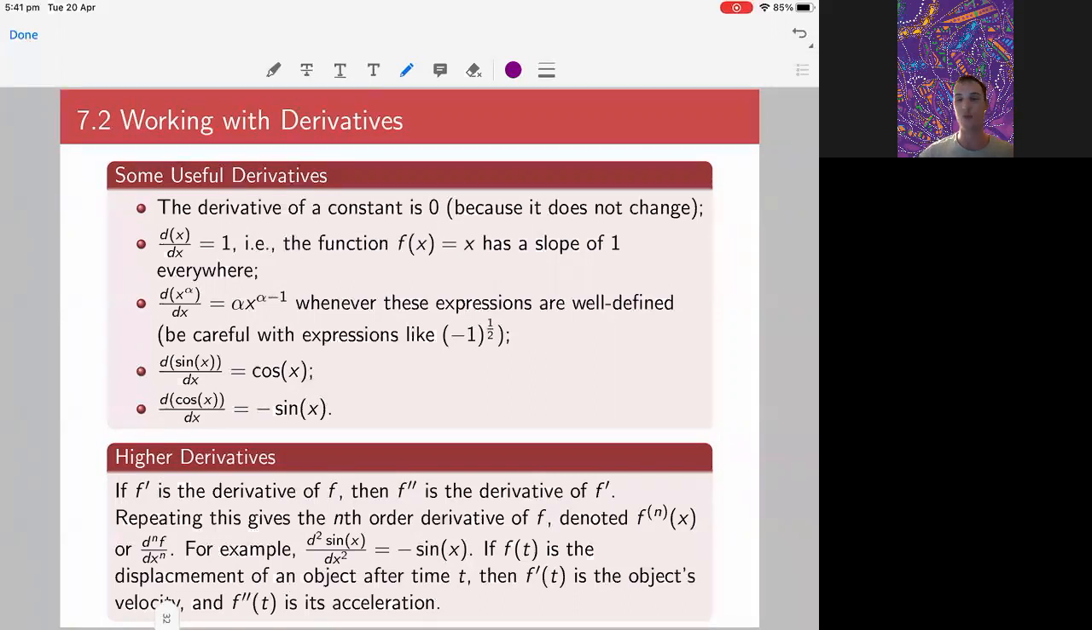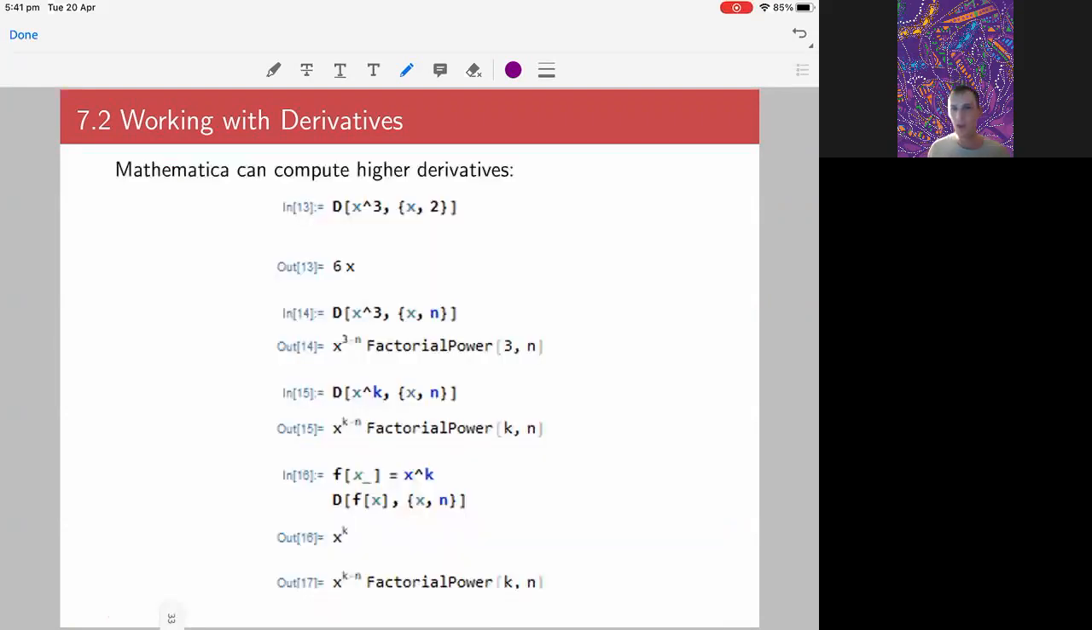Before going into more rules for differentiation, I'd like to take another Mathematica pause here. Mathematica can deal with higher order derivatives as well. How do they go? Same thing as before, except you take the D here to indicate that you're taking a derivative, x cubed, the function that you want to differentiate. But this time, instead of just specifying what variable you're differentiating with respect to, you need to specify a pair, namely the variable you're differentiating with respect to, and how many times you're wanting to differentiate with respect to that variable.